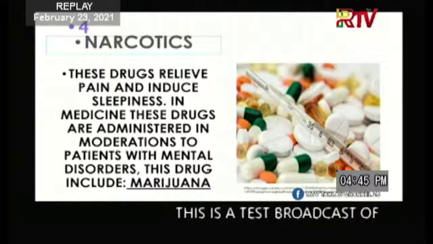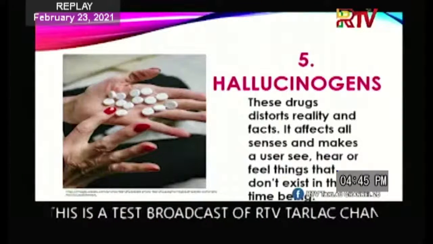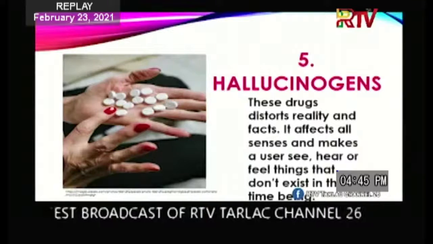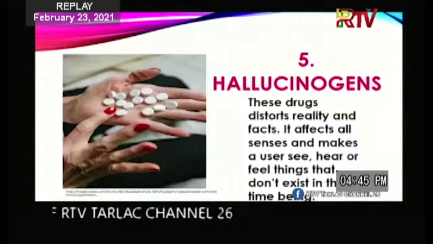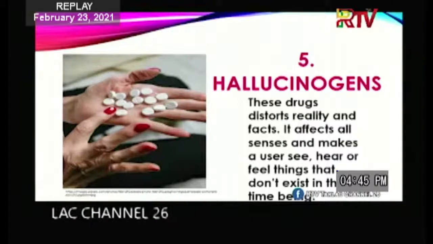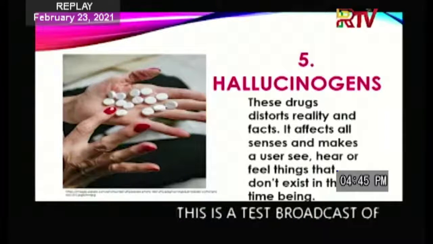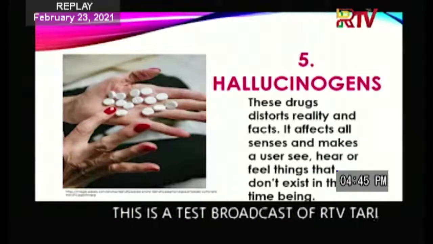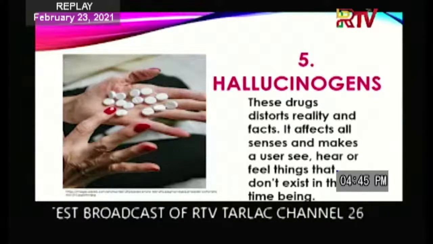The fifth classification of drugs is hallucinogen. Hallucinogens are drugs which distort reality. They affect all senses and make a user see, hear, or feel things that don't exist at the time being. The name hallucinogens came from the word hallucination, which is to perceive illusions. This is also the reason why drug users commit crimes.